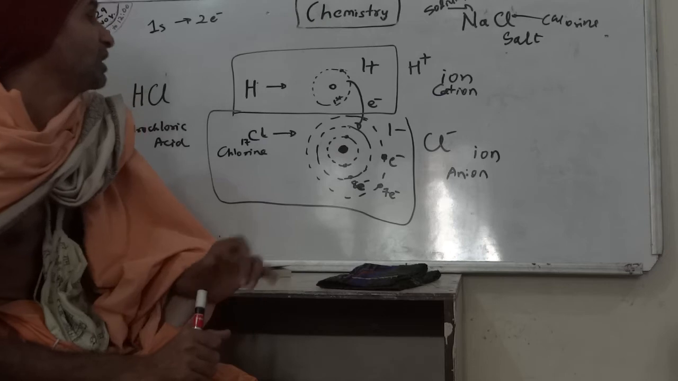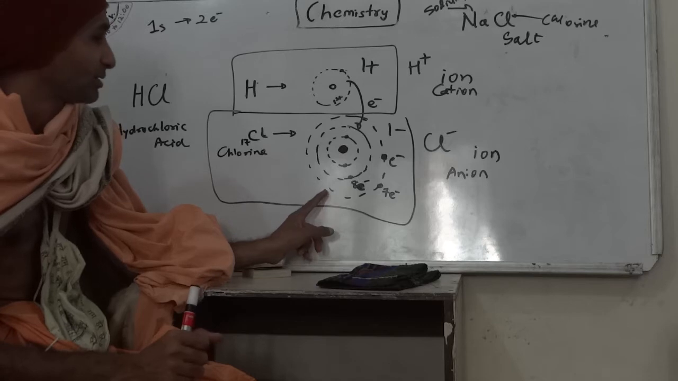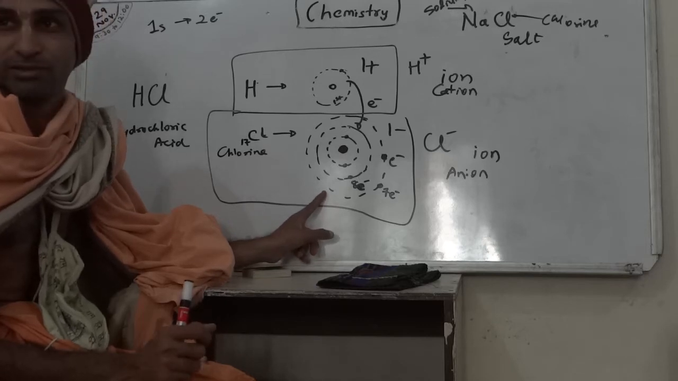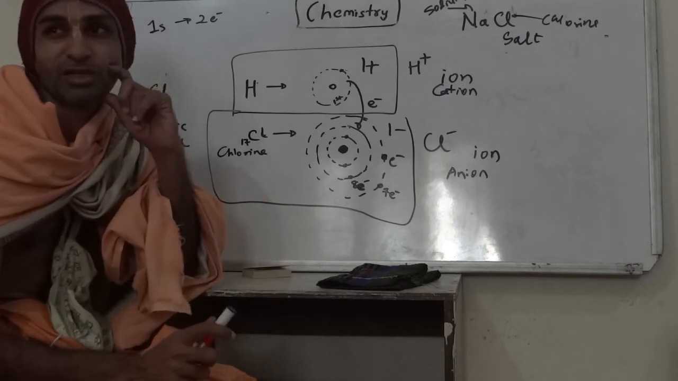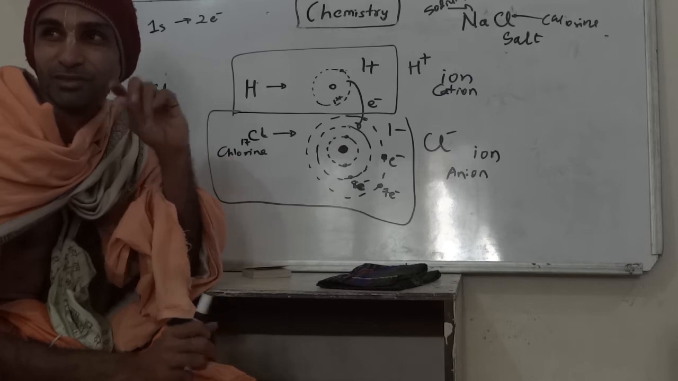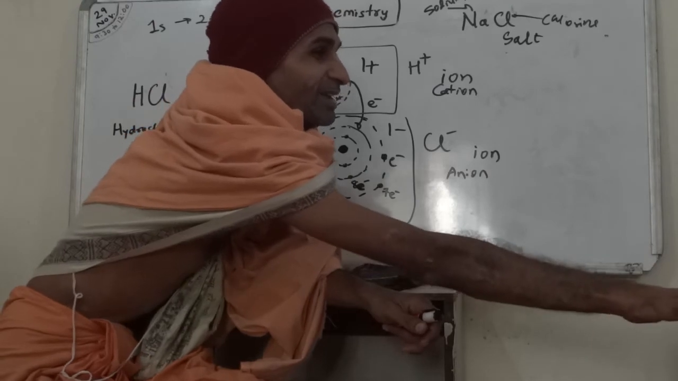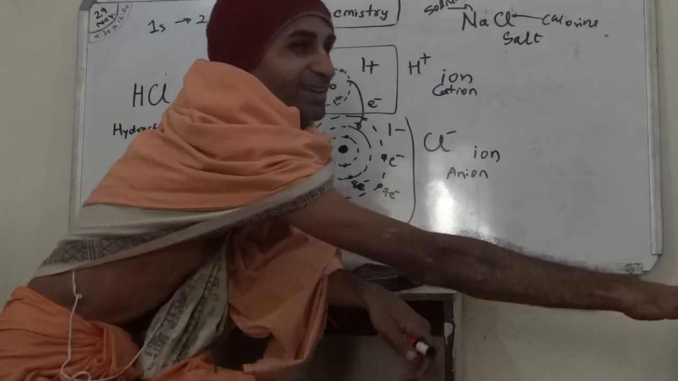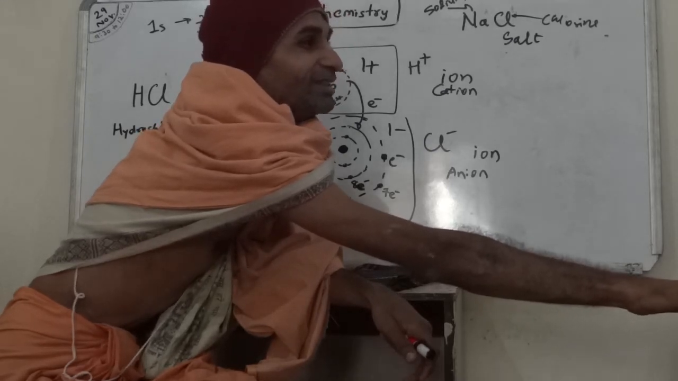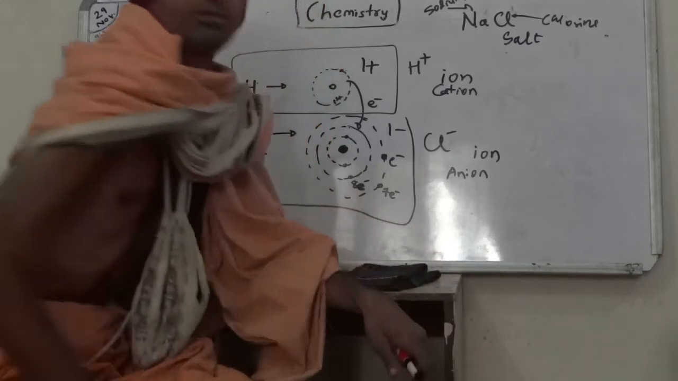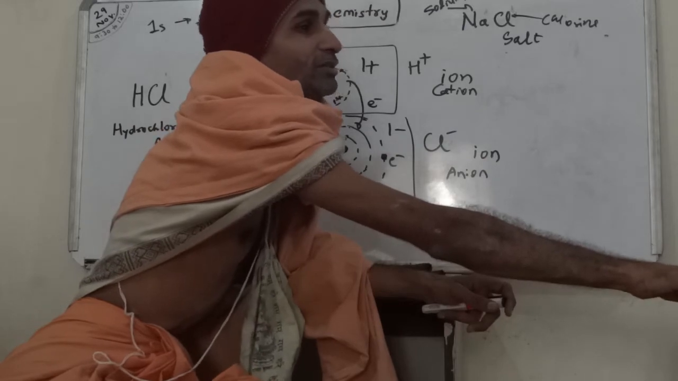The elements or atoms which in their natural state have their outermost orbit full are called inert elements. Inert means it will not react with anyone. It will just remain. They are called noble gases. Noble means a sage who does not quarrel with anyone. So these are the noble gases. Helium is a noble gas. It has 2 electrons. Then neon is a noble gas. Neon lights we see.